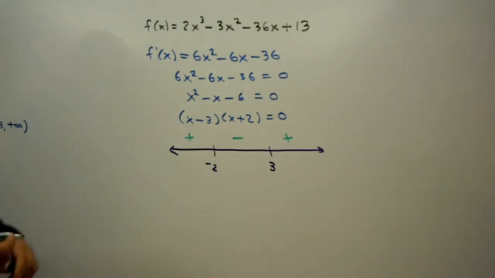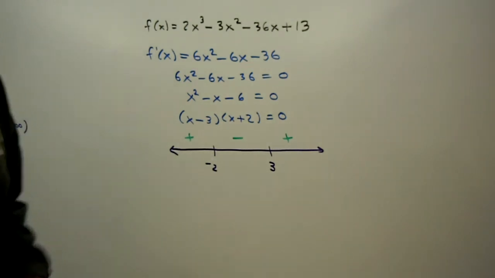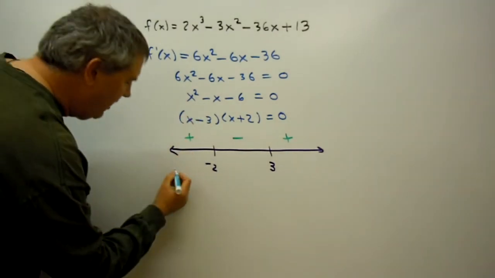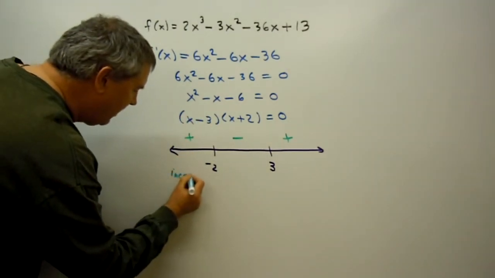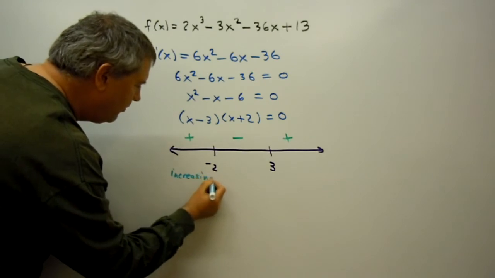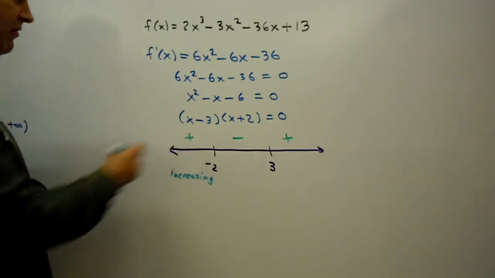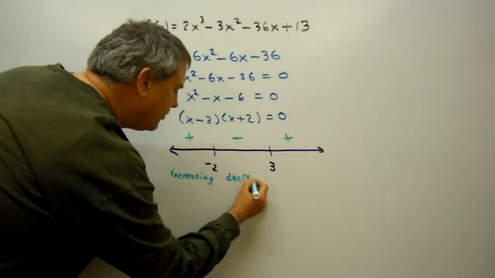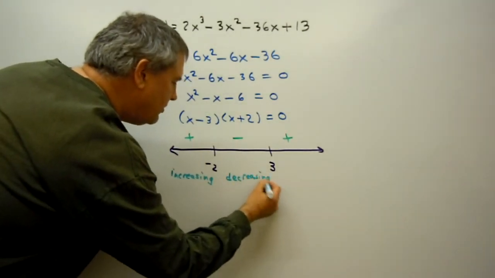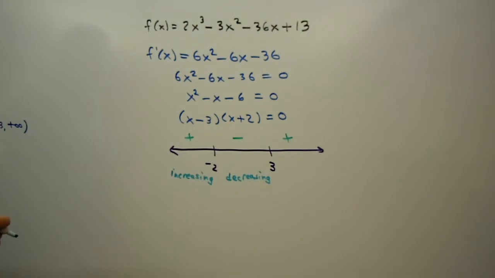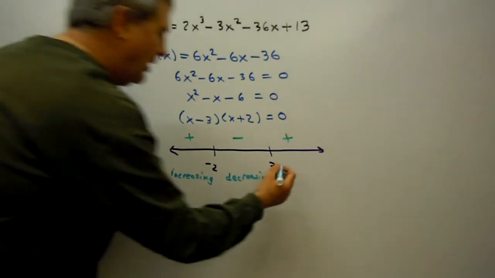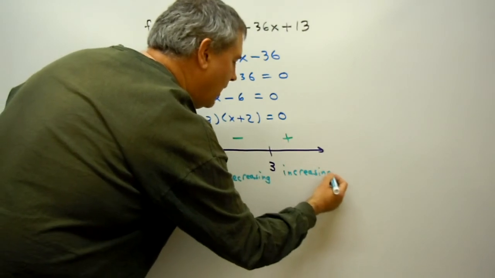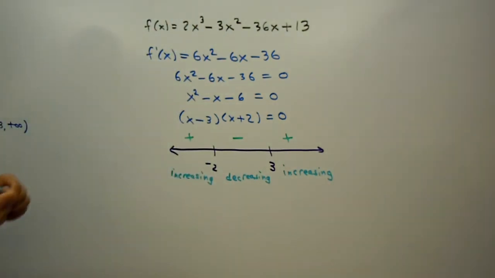What that tells us is that the function is increasing on the interval from negative infinity to negative 2, decreasing on the interval from negative 2 to positive 3, and then again increasing on the interval from 3 to positive infinity.